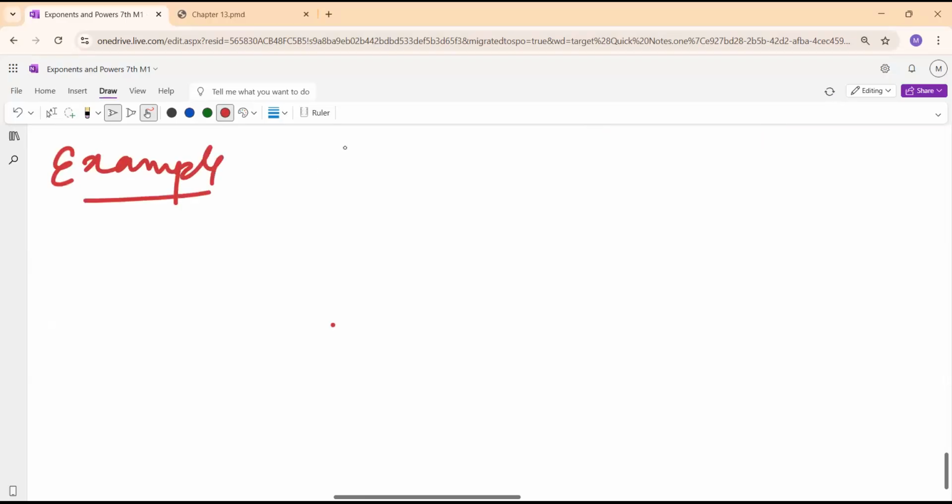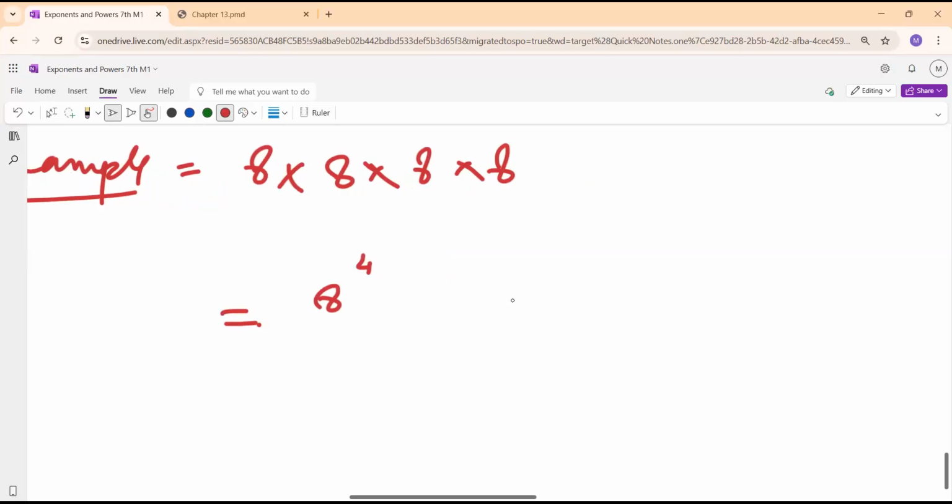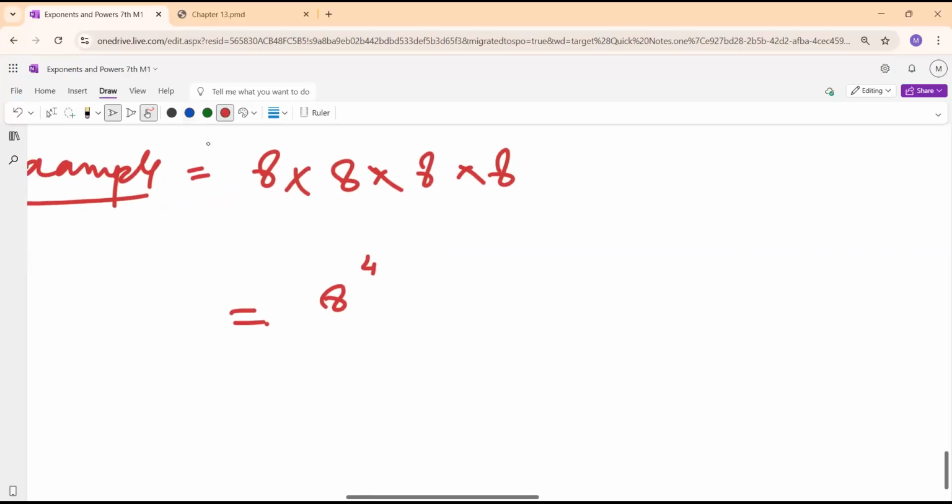We are given 8 into 8 into 8 into 8, right? So I can write this as 8 raised to the power 4. I hope no one has doubts in this. Now see, guys, prime factorize 8. I have taught you prime factorization. We have practiced a lot.